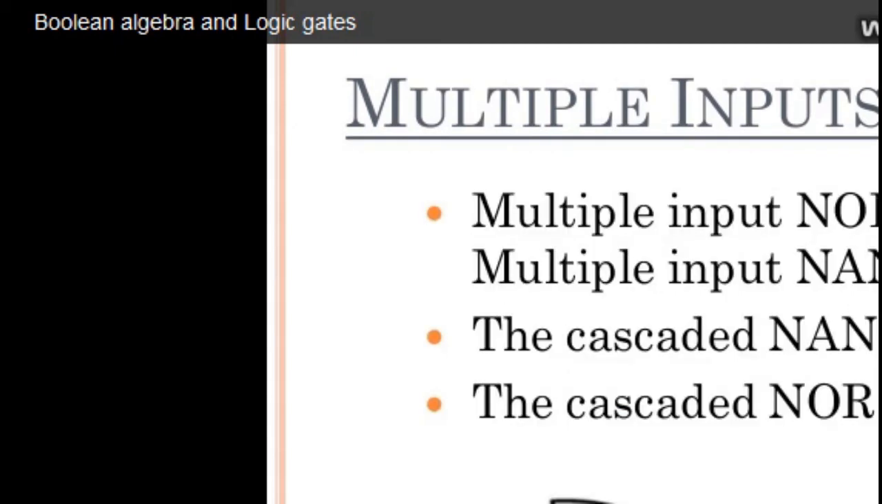Multiple inputs. See, now we have three inputs. This is x, y and z. x plus y plus z, and this is NOT, and that's why this is the complement. This is x, y, z complement. Just write it down. The XOR gates are commutative and associative.